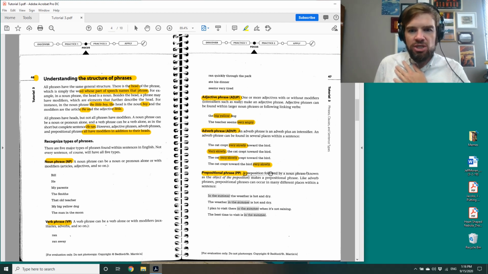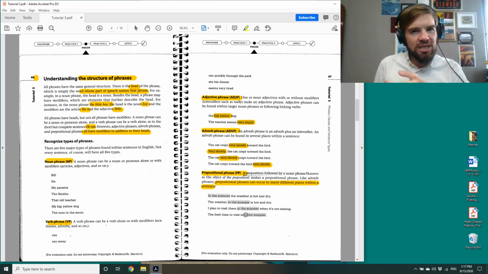Then we've got prepositional phrases. So a preposition followed by a noun phrase, known as the object of the preposition, makes a prepositional phrase. Like adverb phrases, prepositional phrases can occur in many different places within a sentence. So for example, in the summer, the weather is hot and dry. The weather in the summer is hot and dry. I plan to visit there in the summer when it's not raining. The best time to visit is in the summer.